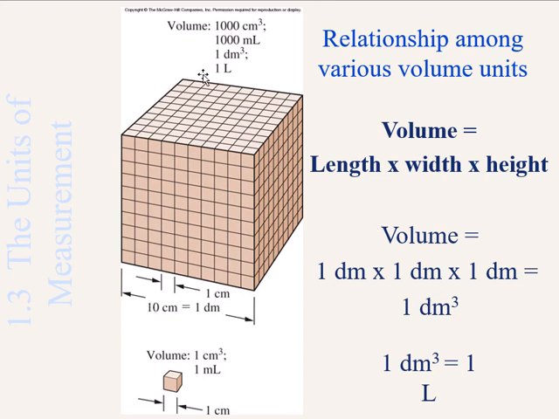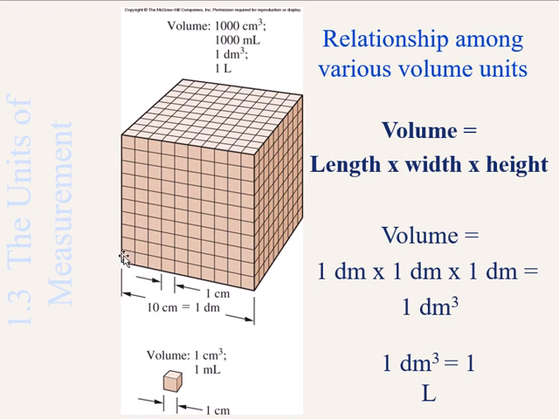Here we see this cube. A cube is basically a shape where all 3 sides are the same length, and this cube equals 1 liter. Each edge of the cube is 1 decimeter in length, so from here to here. And whenever we want to take the volume of a cube, we multiply each of the three sides, and we have 1 decimeter times 1 decimeter times 1 decimeter. That gives us 1 decimeter cubed, or 1 cubic decimeter. 1 cubic decimeter equals 1 liter.